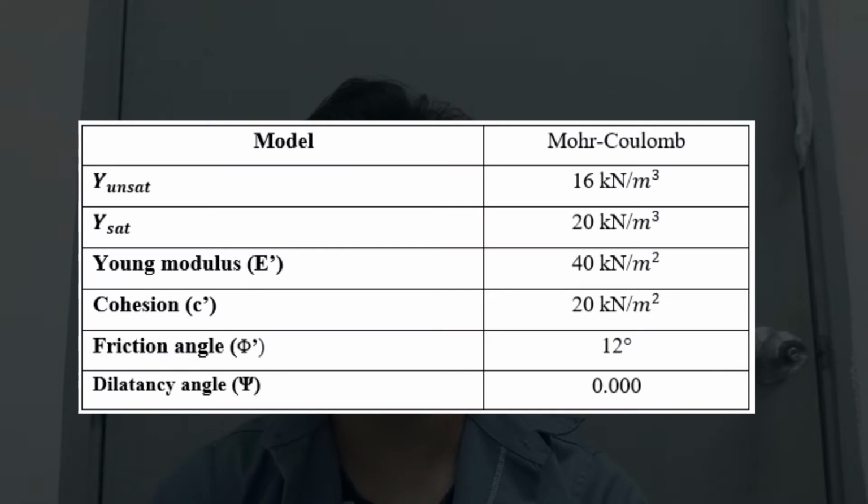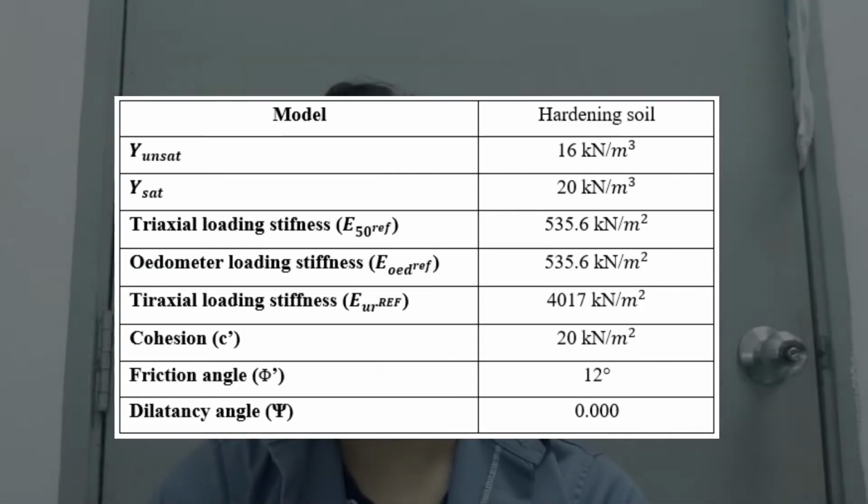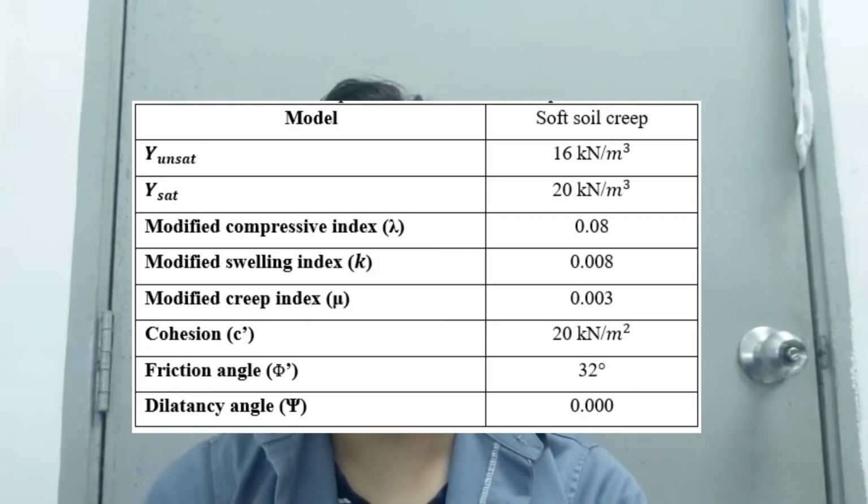For the parameters of the soil model, we have three types of material model that were used in the simulation. The first is Mohr-Coulomb, the second is hardening soil, and the third is the soft soil creep model. This table shows the soil parameters for the Mohr-Coulomb model. This table shows the soil parameters for the hardening soil model. And the final table shows the soil parameters for the soft soil creep model.